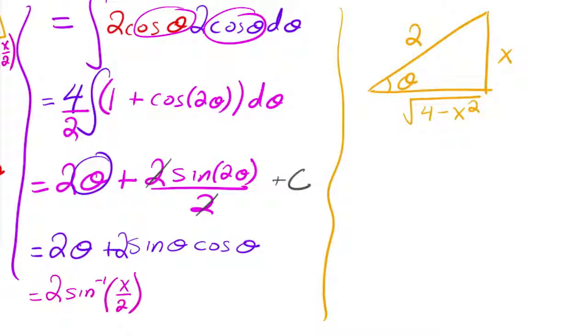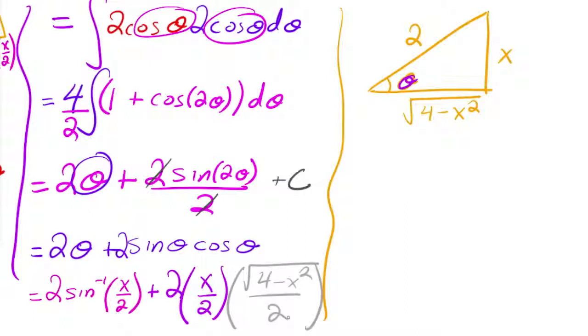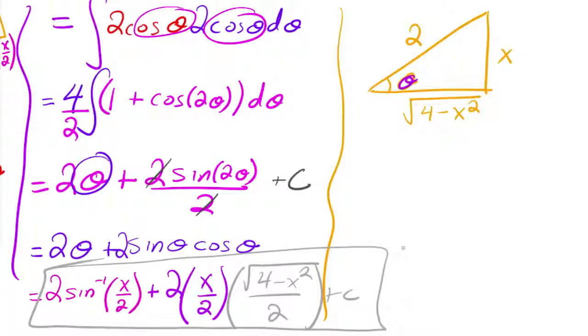And using the Pythagorean theorem, the other side is the square root of 4 minus x squared. Then you can easily find these. Sine of theta we already know, that's just x over 2. And cosine of theta is simply the square root of 4 minus x squared over 2. And then plus C. And that's it. You can simplify it a little bit more, but we'll just leave it like that.